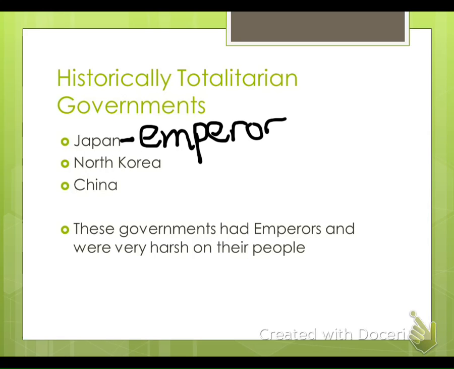Same thing in North Korea and same thing in China. Now these emperors only lasted for a short amount of time. Some of them were very popular, others were not. These emperors are very harsh on their people, as it says down here. Today, it's still the same in North Korea and China. It's changed a lot in China, in Japan, especially since World War II.